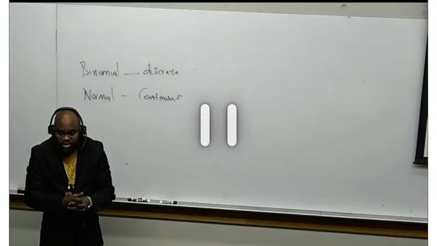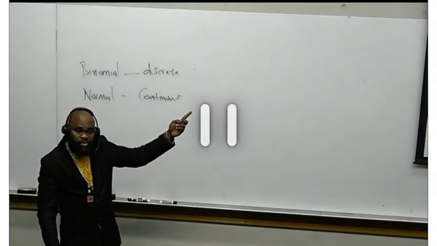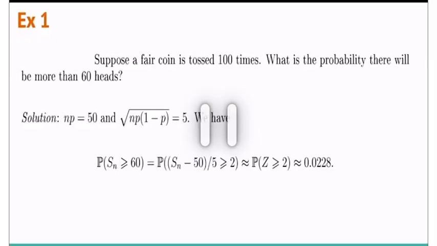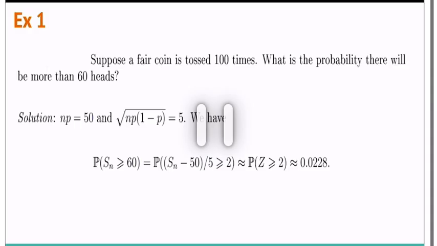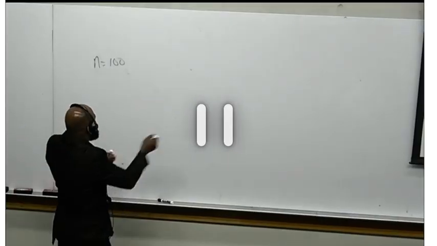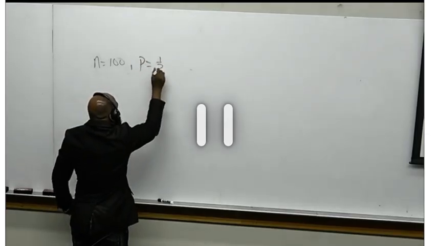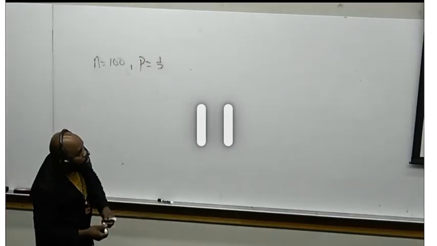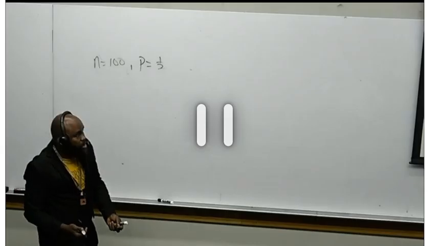But you know what? Using binomial for a problem like this, because of the number of trials, there's going to be an issue. I'm going to let you see. If you take a look at what I have, of course, my n equal to 100, and my p will be equal to half because I'm working with a coin.